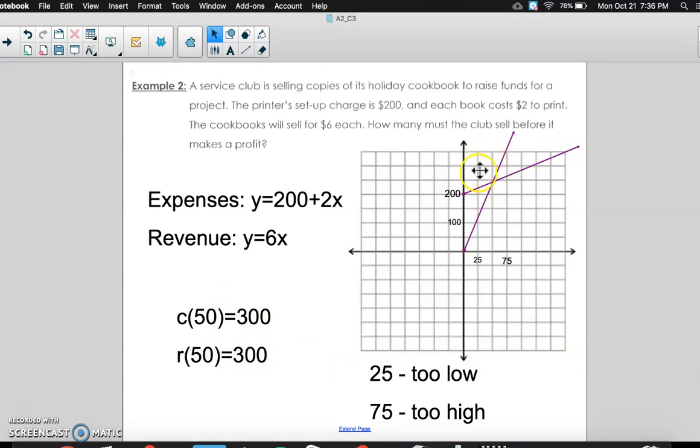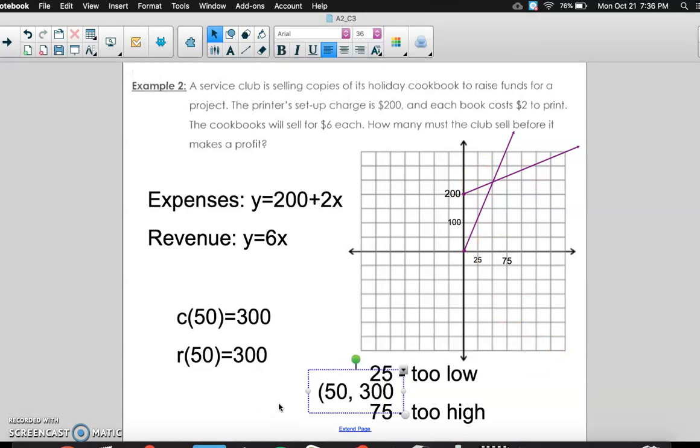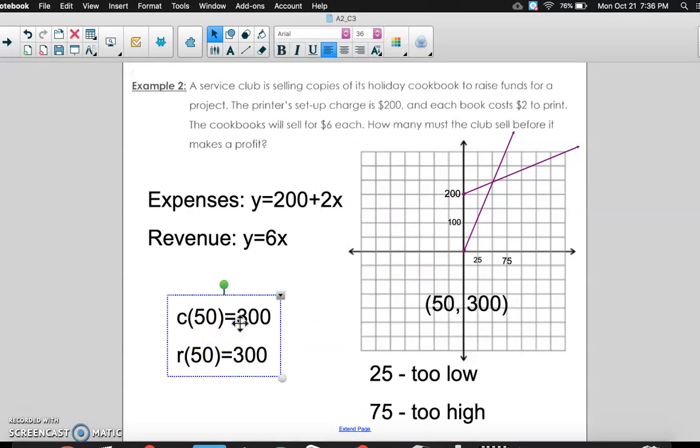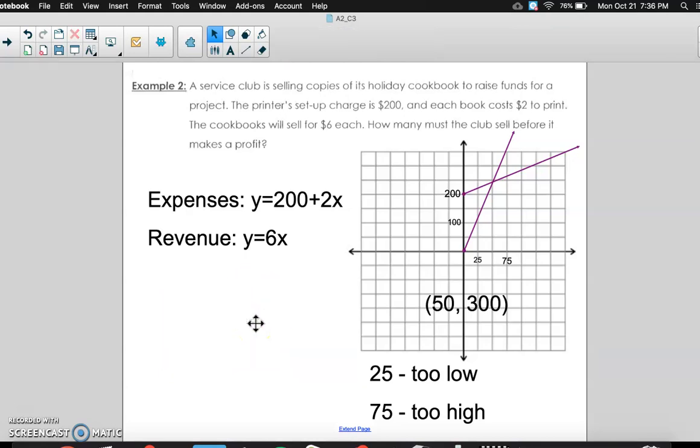So the point that I care about here is going to end up being 50 books, and I will be making the break-even point the breaking point will be $300, which is the amount of dollars at which they break even. So there's your final answer for that one.